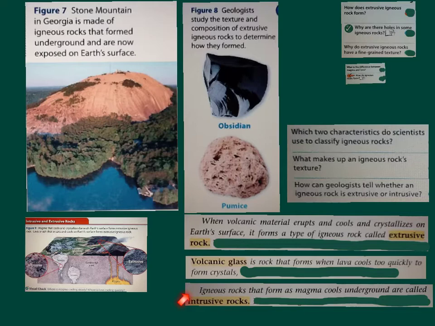Composition. In addition to texture, geologists study the mineral composition of igneous rocks. Igneous rocks are classified in part based on their silica content. Light-colored minerals such as quartz and feldspar contain greater amounts of silica. Dark-colored minerals such as olivine and pyroxene contain less silica and greater amounts of elements like magnesium and iron.